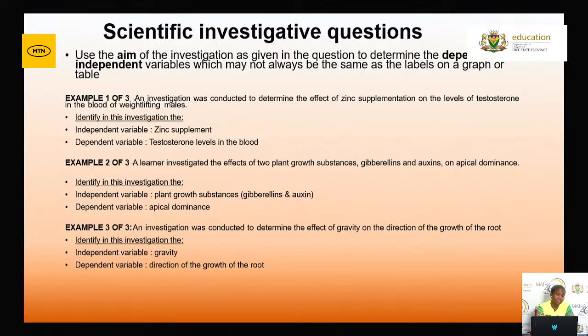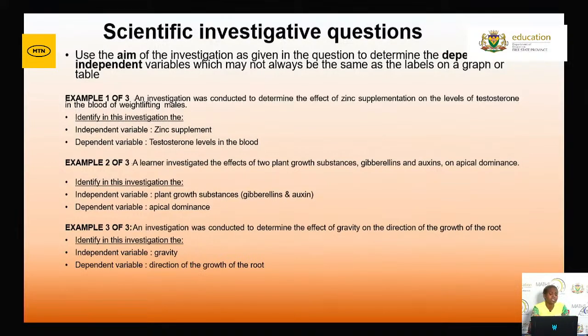And then the same way, if it is low, maybe the person is not using the zinc supplement. And then another example that I'm having here is as follows. A learner investigated the effects of the two plant growth substances, which are gibberellins and auxin, on apical dominance. Can we say that the plant growth substances, gibberellins and auxin, depend on apical dominance? There is no way that you will say that.